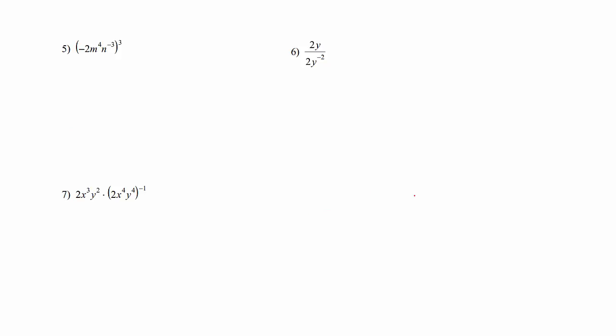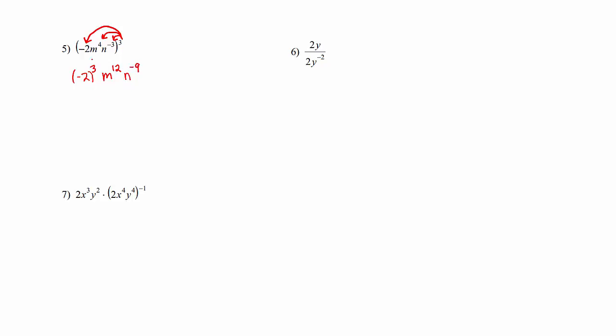Right, so number 5 is an example where we're actually not really combining rules, it's actually expanding on the power to a power rule. If there's more than one thing inside our parentheses, everything gets the power on the outside, kind of like we're distributing the power. So that means that the -2 gets the third power. The m to the 4th gets to the third power, which makes it multiply and get 12. N to the -3rd gets the third power, which gives us -9.